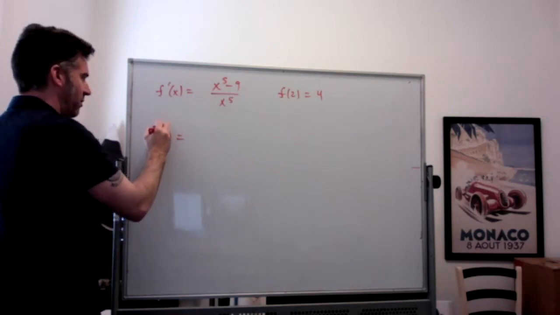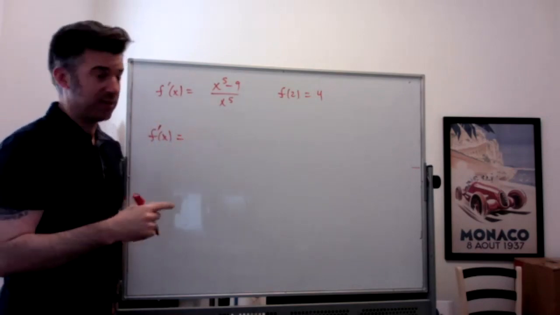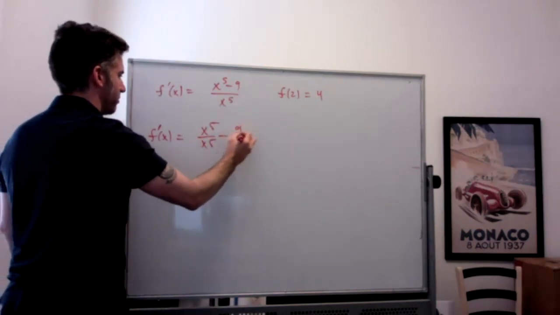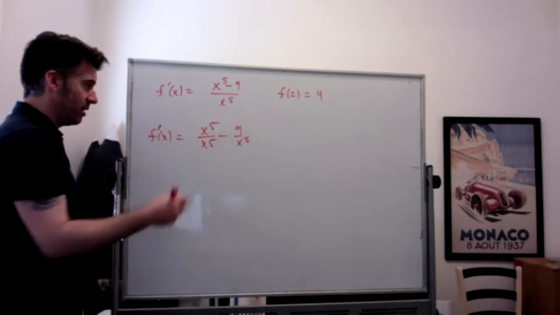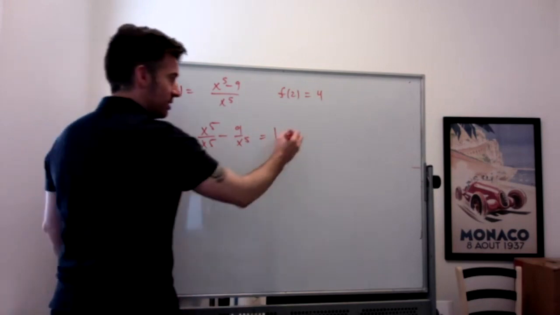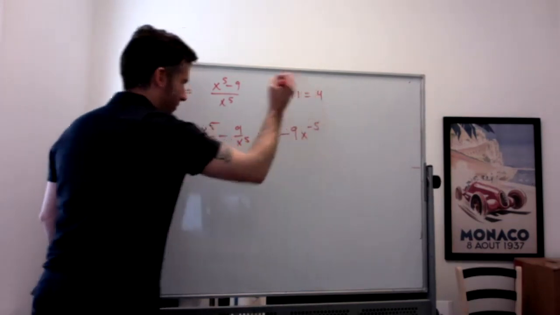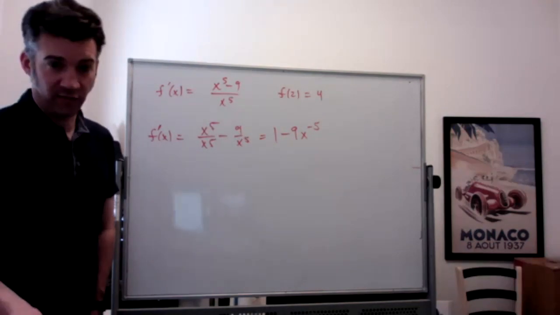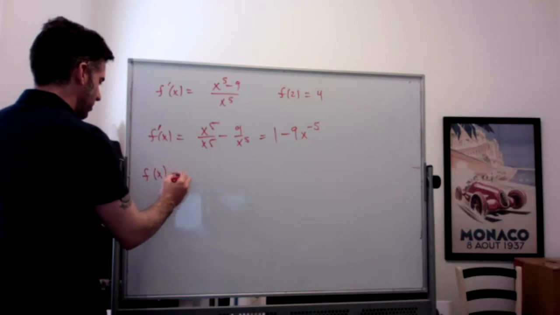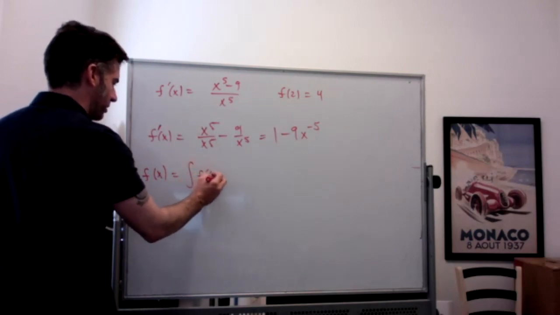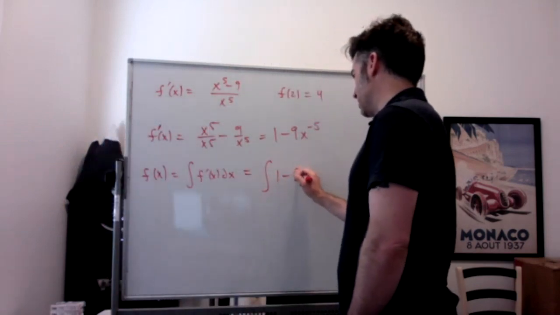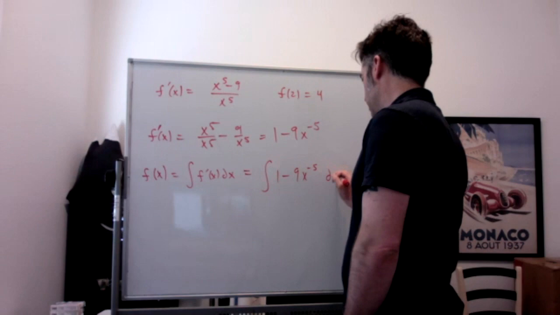So I'm going to say that f prime of x, just like I did in the previous problems, I'm going to divide each thing by x to the fifth. And then I'm going to rewrite them. x to the fifth over x to the fifth is 1. And 9 over x to the fifth, I need to write so that it's 9 times x to the negative fifth. And now we can antidifferentiate these. So f of x is going to be the antiderivative of f prime of x, which is going to be the antiderivative of 1 minus 9x to the negative fifth dx.